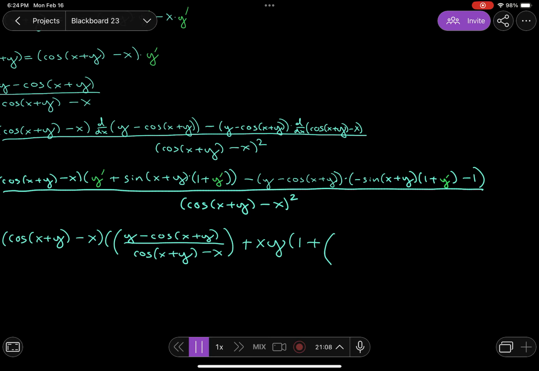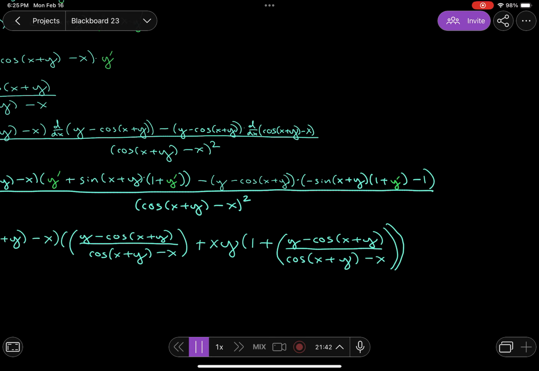You know what? In hindsight, there might have been a way for me to clean up first. I wonder if that's true. I don't know. Plus y minus cosine of x plus y, all divided by cosine of x plus y minus x, closing parentheses here, making sure I have everything attached. One more parentheses.